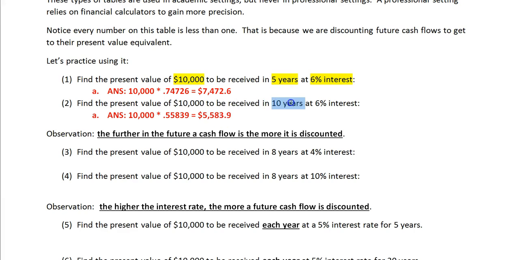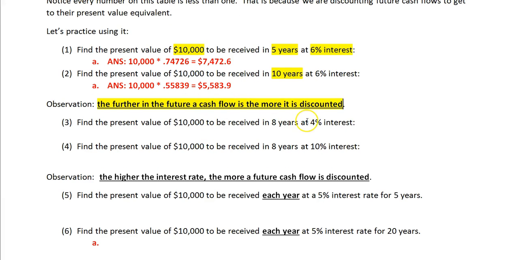Alright, so let's compare what happened here. What really changed? It went from 5 years to 10 years. That's the only change here. And what happened to the figure? It went down even more. So the further in future the cash flow is, the more it's discounted under time value of money concepts.